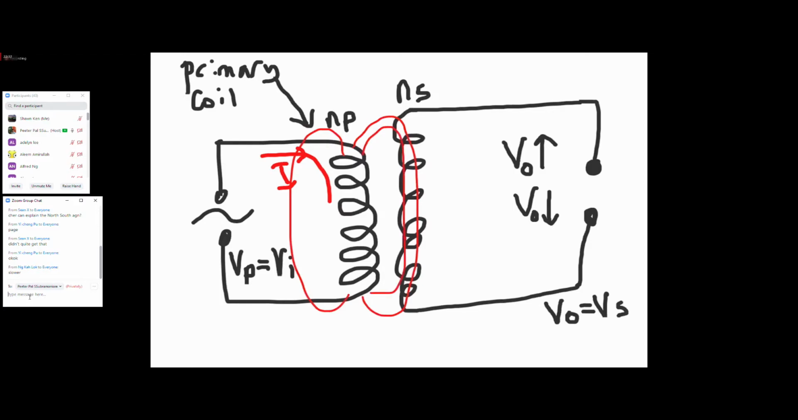So if you look at the secondary coil, it will now undergo changes of flux. Any coil that undergoes changes of flux will produce induced current. So inside here, induced current is produced. So induced current is produced in the secondary coil.